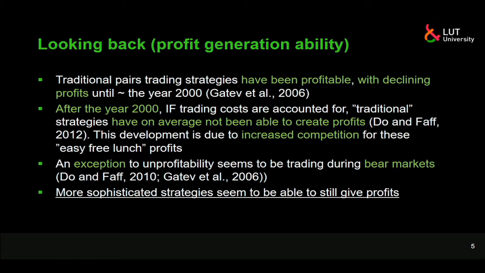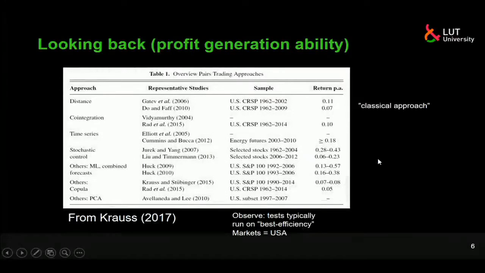Even the older strategies seem to be functioning during bear markets. So when the markets as a whole are going down, there seems to be a place for these strategies to capture the arbitrage opportunities that seem to grow more in times of bear markets. But more sophisticated strategies, on the other hand, seem to be able to still give some profits. And here's some kind of idea for you what type of returns we are looking at on a yearly basis.